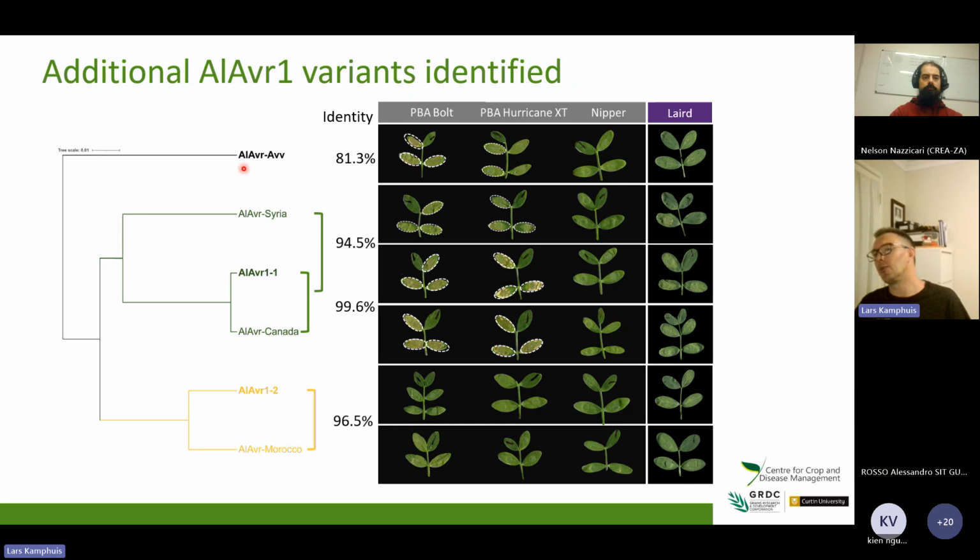And then interestingly, there was a quite distantly related Ascochyta pathogen of vetch called Ascochyta viciae-pannonicae that had a homolog with about 81% identity that also caused necrosis in both PBA Bolt and to a lesser extent in PBA Hurricane. So that was quite interesting. We also found another variant in an isolate from Morocco that was more similar to the 1-2 that acts as a virulence factor that indeed didn't cause necrosis on either PBA Bolt or Hurricane.